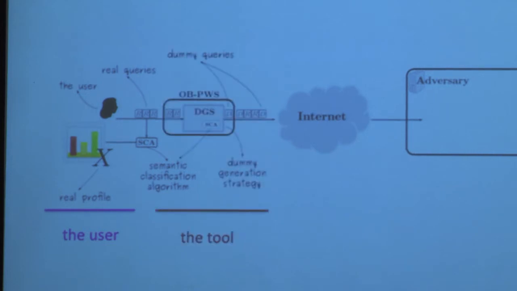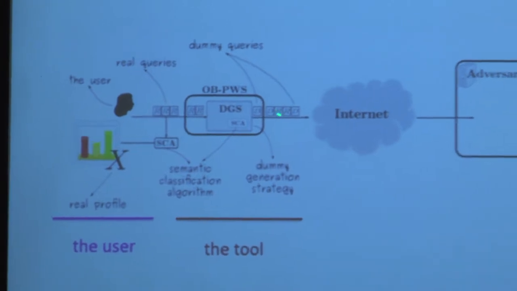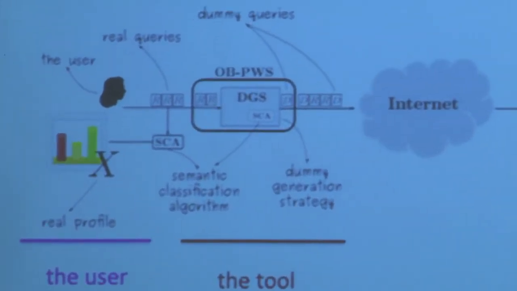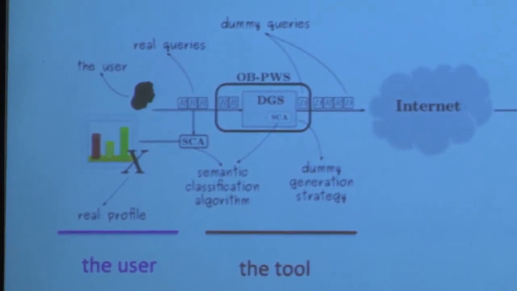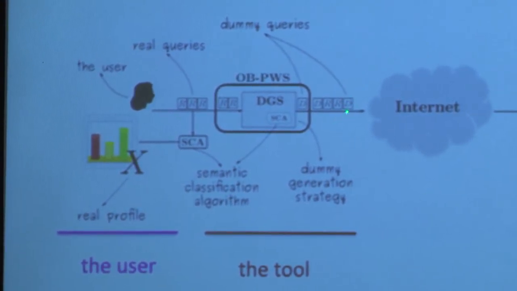Now comes the actual obfuscation tool. The obfuscation tool is on the user's computer. This tool will take the queries generated by the user, and it outputs the queries of the user, unmodified in principle, although some tools do little modifications, but most do not. And also some dummy queries, which are generated by the tool itself. To generate those dummy queries, the tool needs to have some strategy.